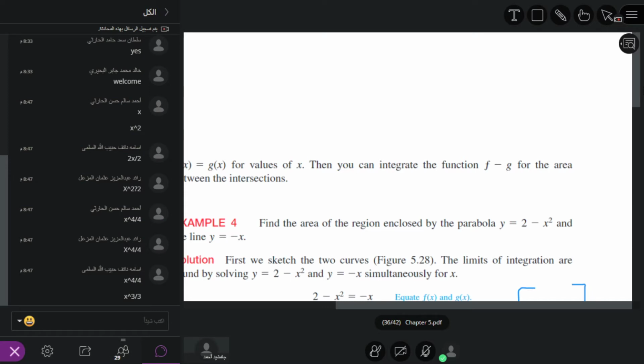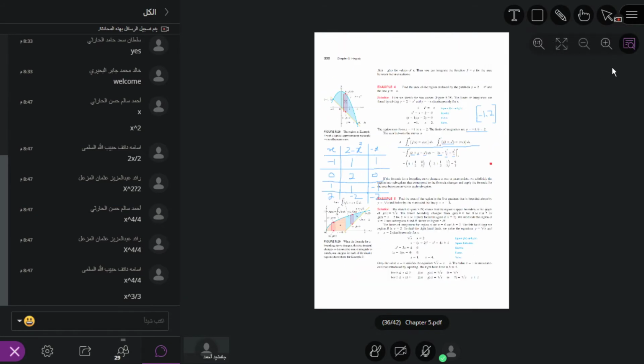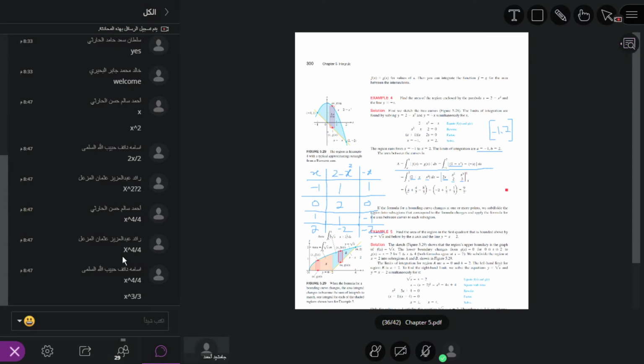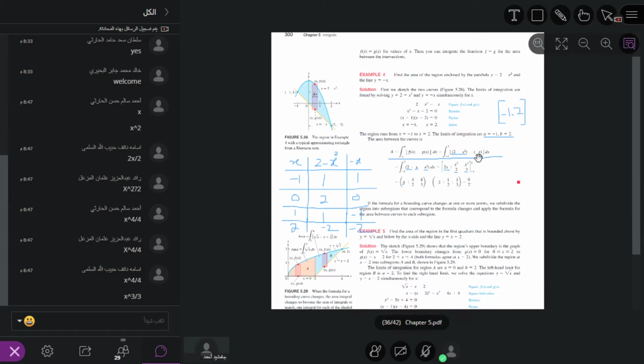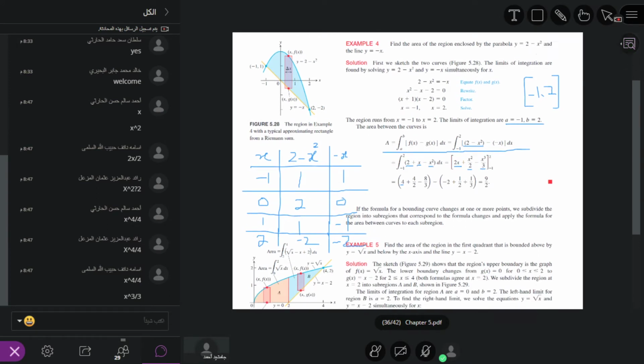So first we put the upper limit, then we put the lower limit. Whenever we put the upper limit, 2 times 2 becomes 4, plus 2 squared, which is 4, divided by 2, minus 2 power 3, which is 8, so 8 divided by 3. Minus, now we have the lower limit minus 1: minus 1 times 2 is minus 2, plus minus 1 squared, which is 1.